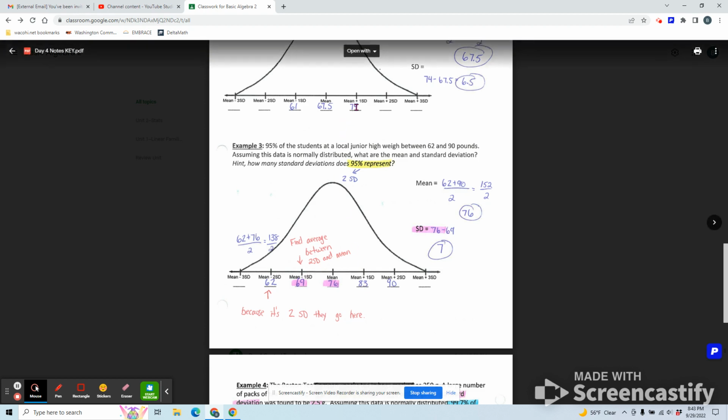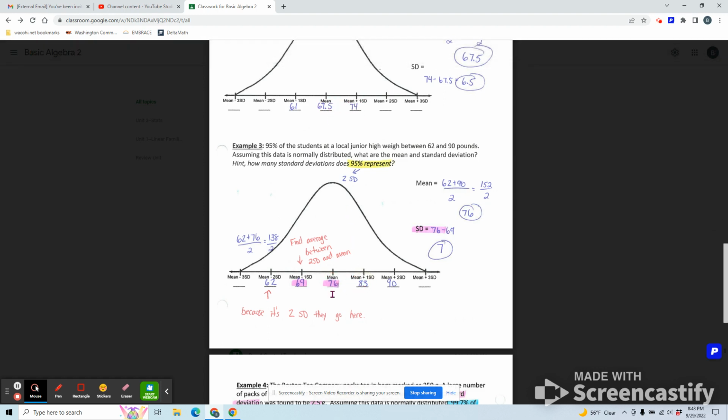And then we do the same thing we did up here. We did this number minus this number. 83 minus 76. Okay, or in this case, I did 76 minus 69. It doesn't matter which option you go.